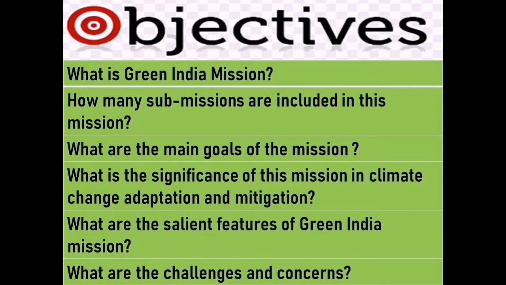Firstly, I will give you an introduction. What is Green India Mission? What is the aim of this mission? What are its subcomponents and why is this mission important? Next, I will focus on the issues and challenges faced by the mission, and finally, I will deal with the performance analysis of Green India Mission. At the end of the presentation, you will find some of the previous year questions on Green India Mission asked in UPSC or other competitive exams. I am sure you would be able to answer all the questions after going through the whole video.